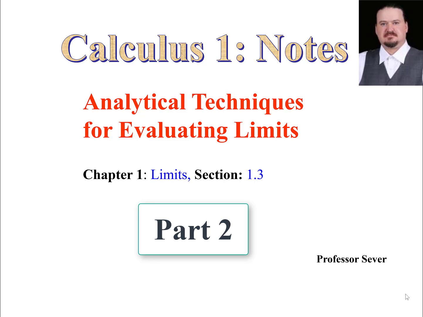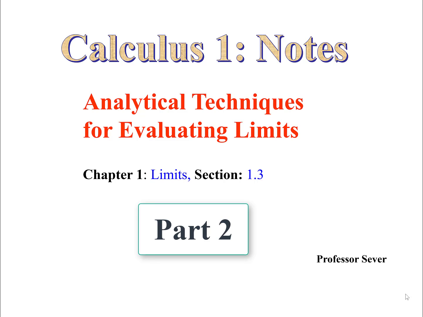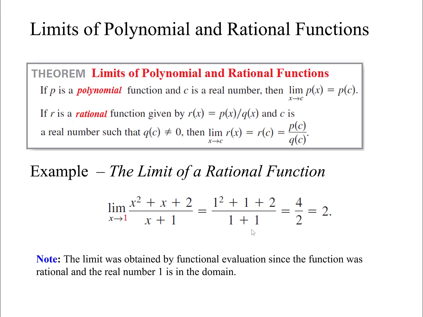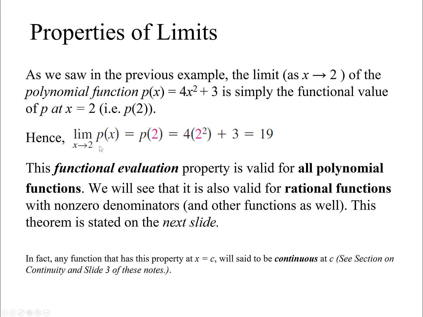Today we're going to discuss analytical techniques for evaluating limits in Calculus 1. Okay, so we have two theorems. These are very nice theorems. If p is a polynomial function and c is a real number, then if we're considering the limit as x goes to c of p of x, that's simply p of c. Notice the key here is, how do we evaluate the limit of a polynomial? Through functional evaluation. And of course that will justify what we just spoke about here.